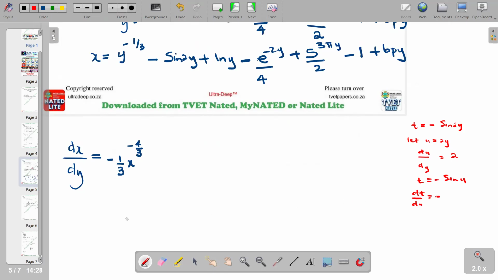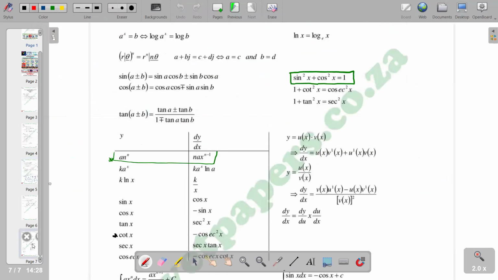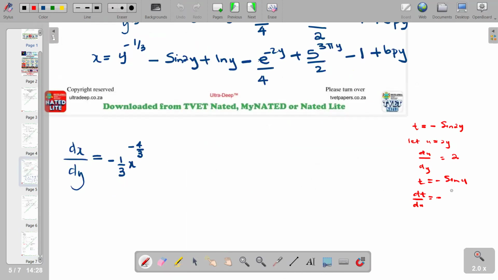If we go to the formula sheet, it's saying for sine x, so it means we are using this one. The derivative for sine x is cos x. If you differentiate sine x, you are going to get cos x there. So using that, this will amount to negative cos u.